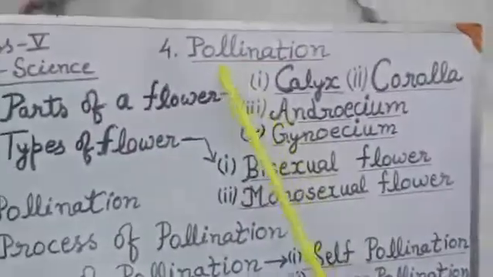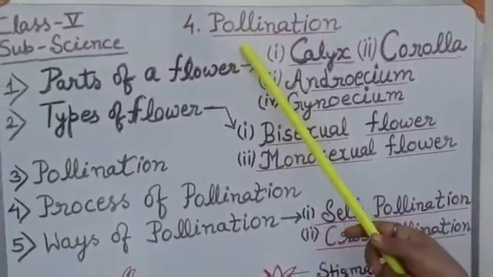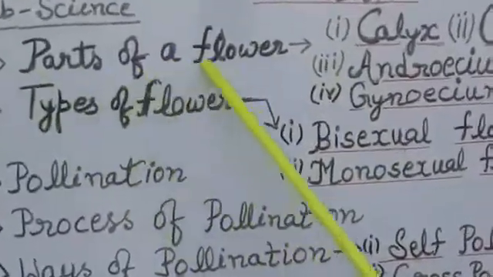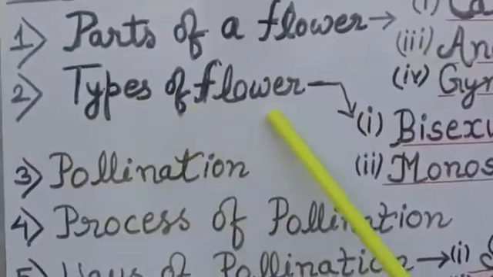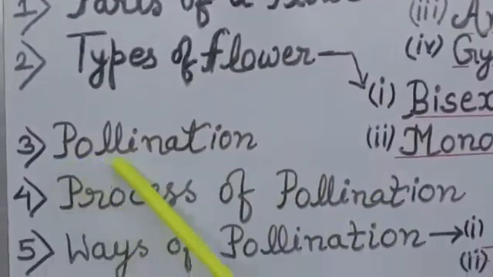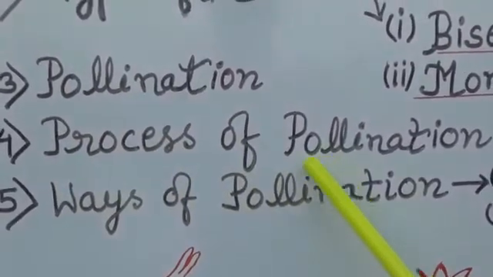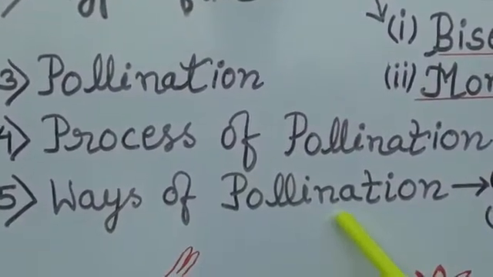Student, today we will read chapter 4, that is pollination. The main points of this chapter are: first, parts of a flower; second, types of flower; third, pollination; fourth, process of pollination; and the last one is ways of pollination.